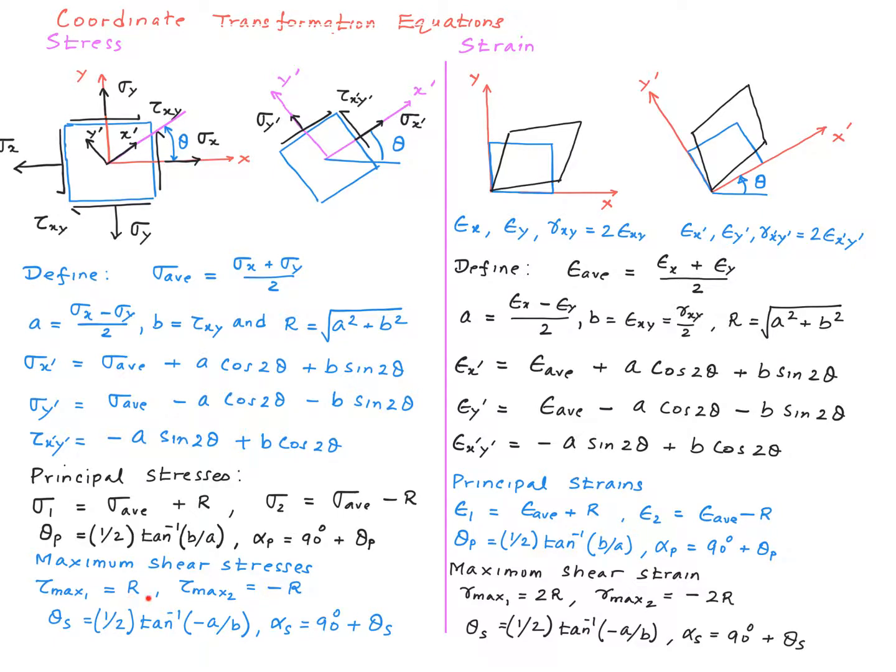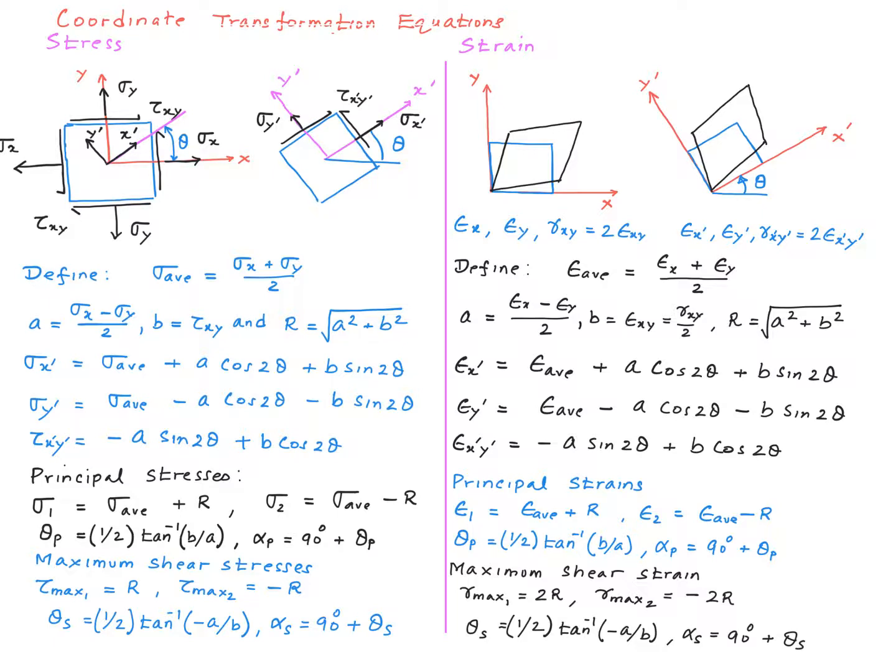Finally, the maximum shear stresses are calculated by these equations, and once again there are two angles to go with them. Now let's look at the details of what I have on the right side column here. We define these four parameters in exactly the same way as we have defined over here in the case of stresses. Epsilon average is simply epsilon x plus epsilon y over 2. Little a is epsilon x minus epsilon y over 2.